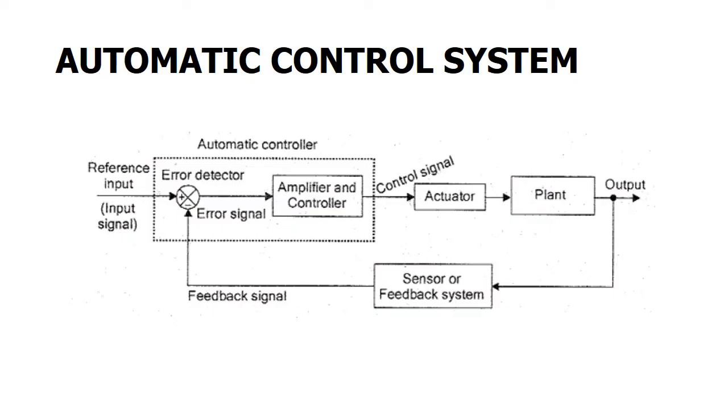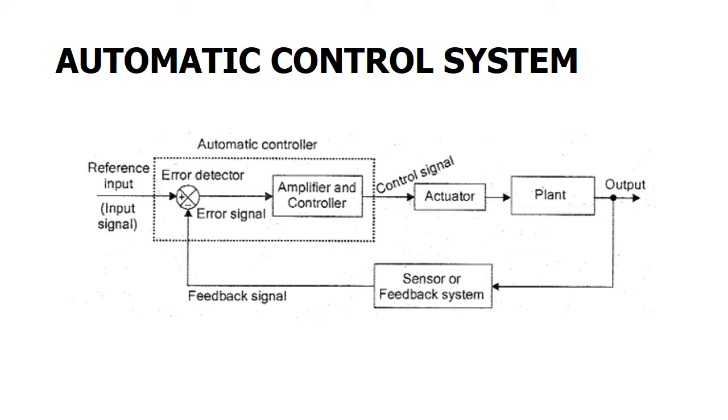Before seeing about controllers and its types, I'll tell you where the controller will be placed in a control system. What we are seeing now is a block diagram of an automatic control system. Now we can see here the error detector, where we are getting two inputs. One is our reference input, that is our input signal, and the other one is the feedback signal. The output of this error detector is called the error signal.